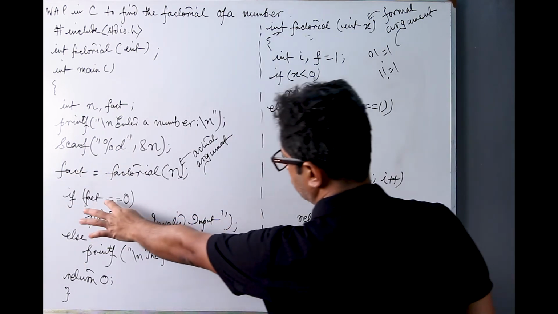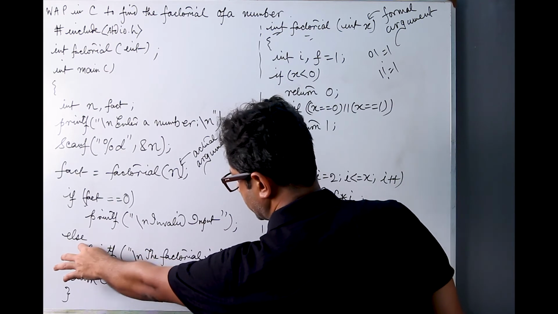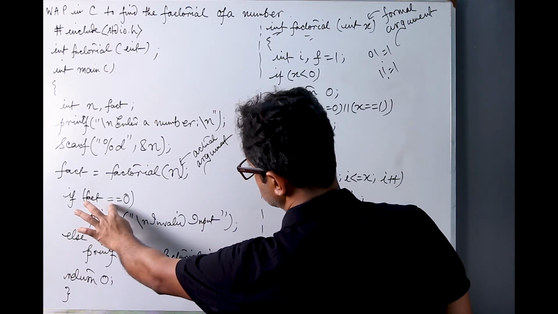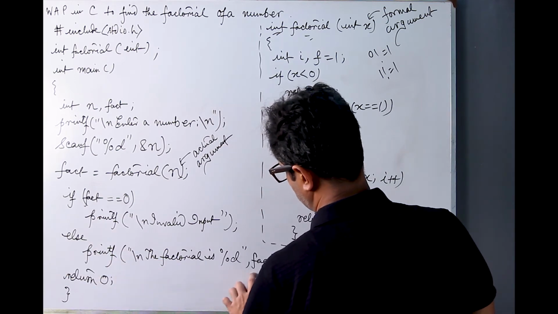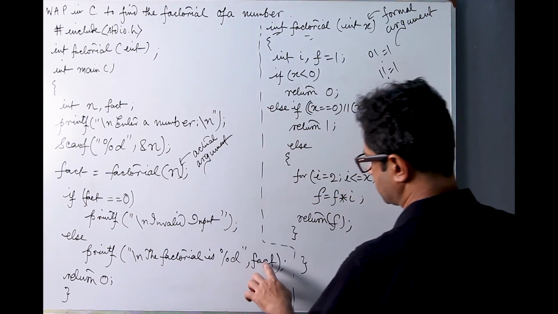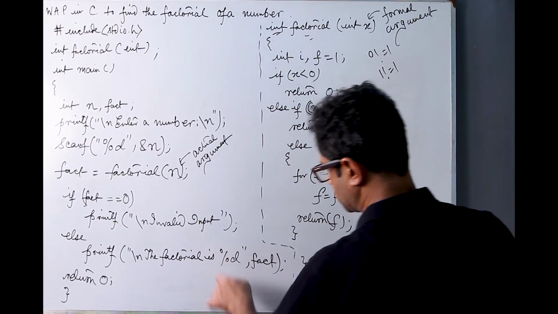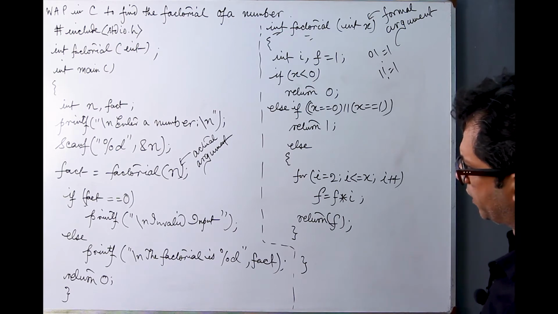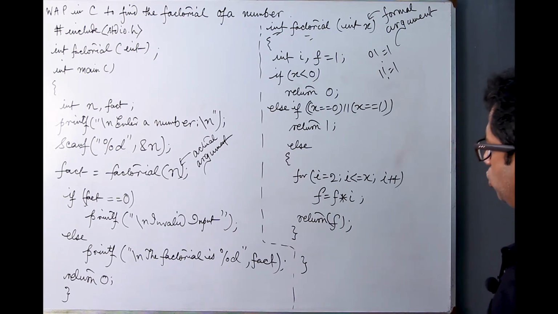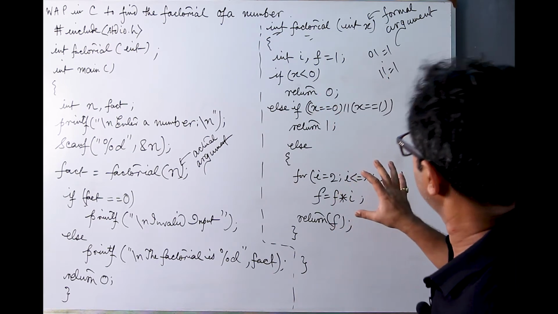So after that we will print the fact value from this else portion, because if it is not 0, then we will definitely go to the else portion to print the factorial is %d, fact. The fact will be printed in the position of the %d. So after that, return 0 and end of the main section. So this is the main section and this is the function definition.